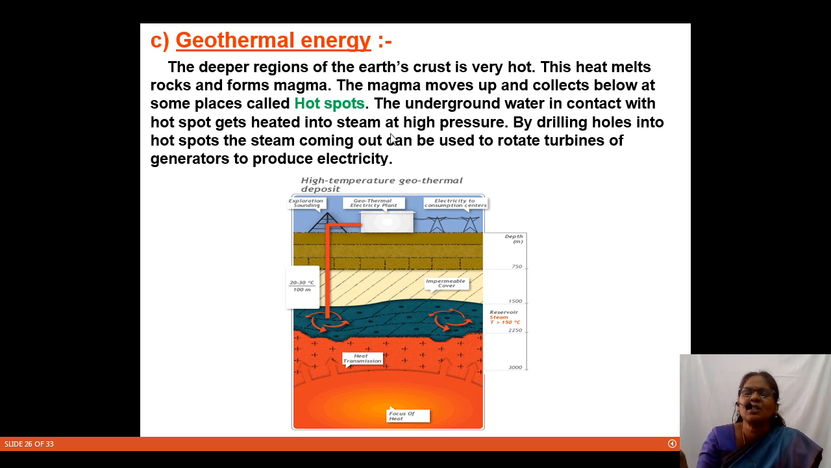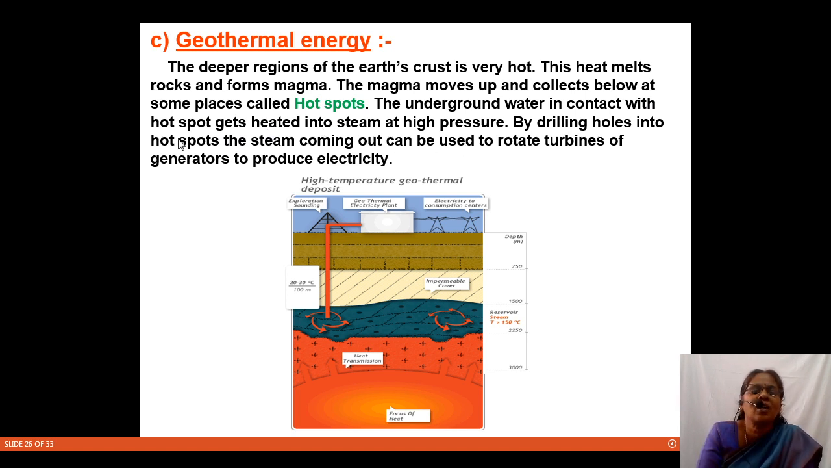The topmost layer is not very hot, but when you go inside around 3 kilometers, the earth's crust is hot. This heat melts rocks and forms magma. That means at the end of the crust and the start of the mantle, it is available. The magma moves up and collects below at some places, called a hot spot. So for a hot spot, we have to find out where the temperature is higher. The underground water in contact with such a hot spot gets heated into steam at high pressure.